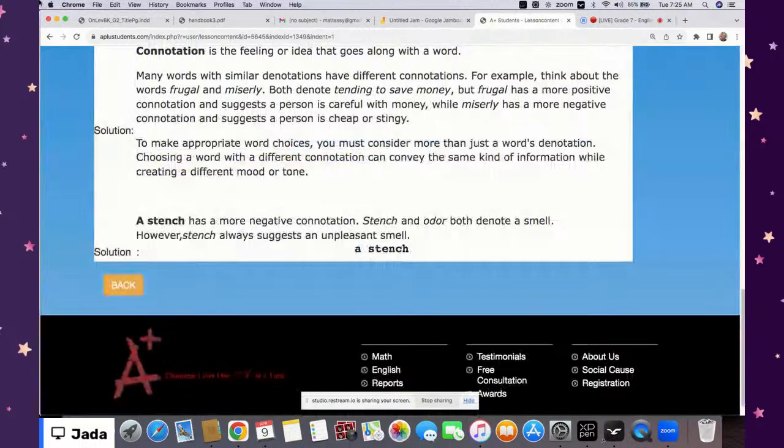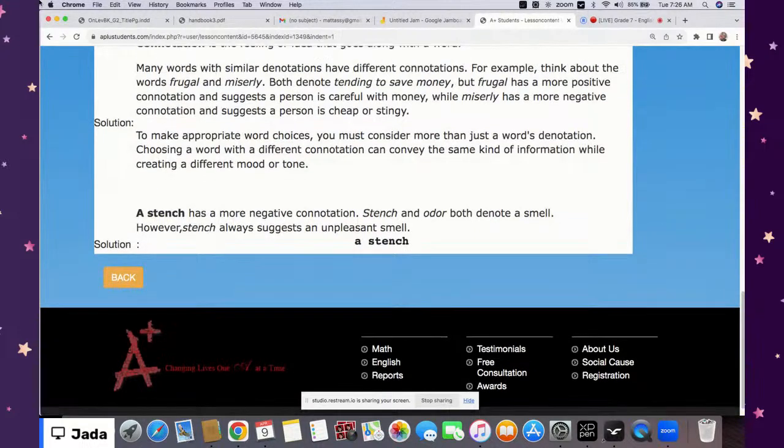Okay, so that's basically it for connotations and denotations. So you need to be able to differentiate them. If you can differentiate them, then that's perfect. So let's go to the test.